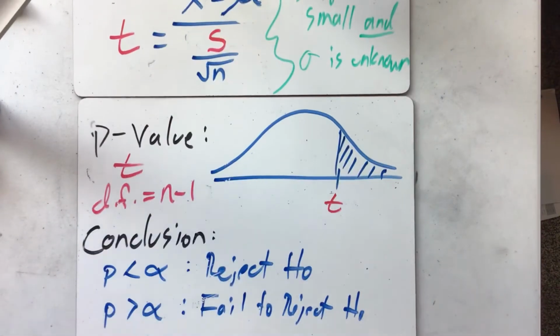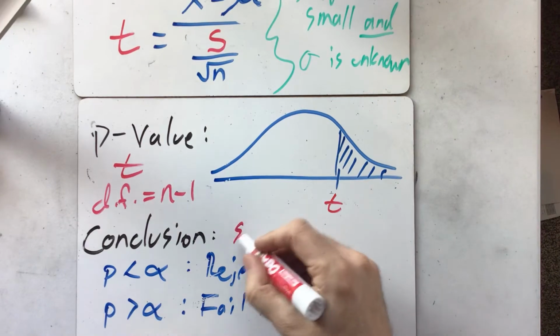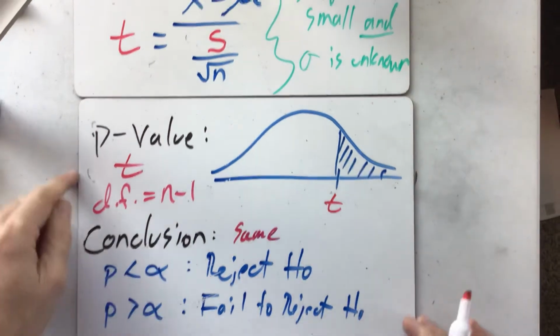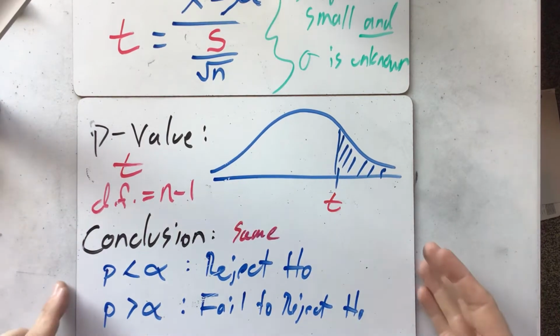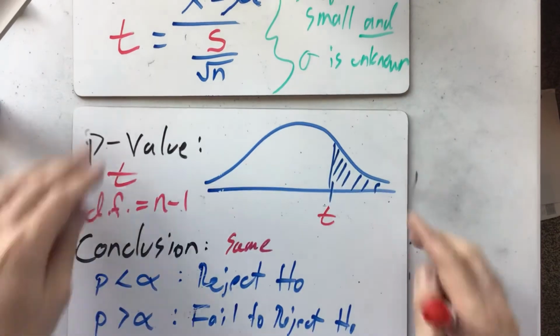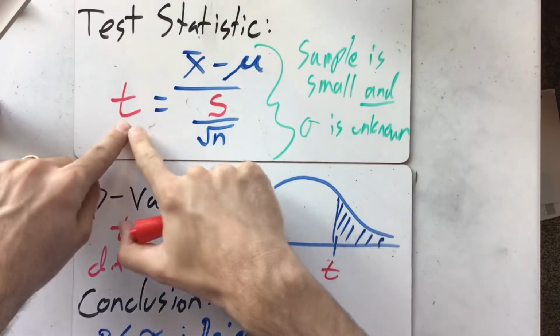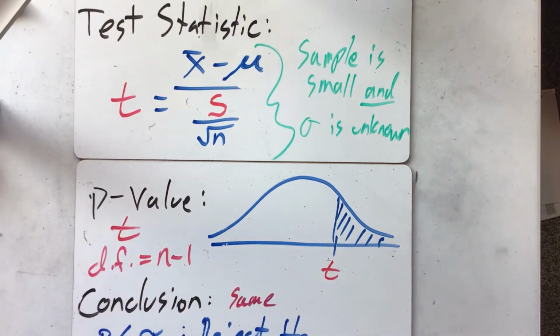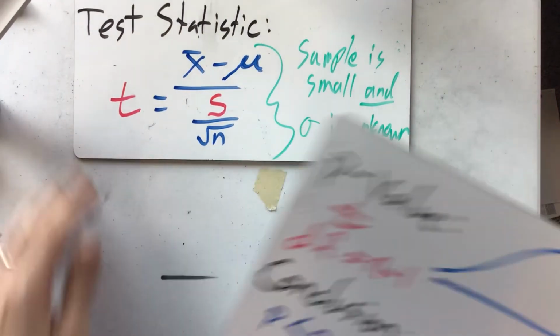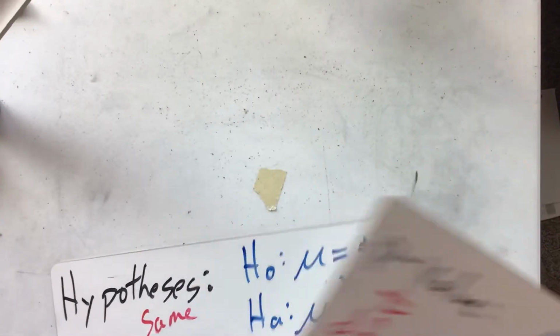Finally, we draw a conclusion, and the way we draw a conclusion is the exact same. So once we have that p-value, we do the same conclusion drawing that we did before. So the good news is this problem is really similar. We just made one small adjustment, and that is we change our formula here, and we change which buttons we push on our technology.